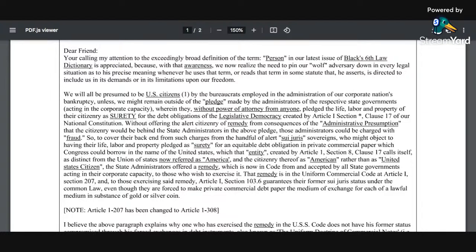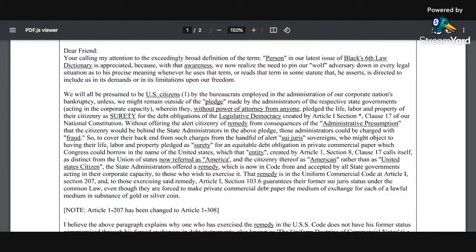Again, they must say Article 1, Section 103.6 guarantees the former surrogate status under the common law, even though we, the people, are forced to make private commercial debt paper the medium of exchange for cash for each of a lawful medium in substance of gold. So the debt paper now substitutes for the gold and silver. Really, a piece of paper. That's what I must say.